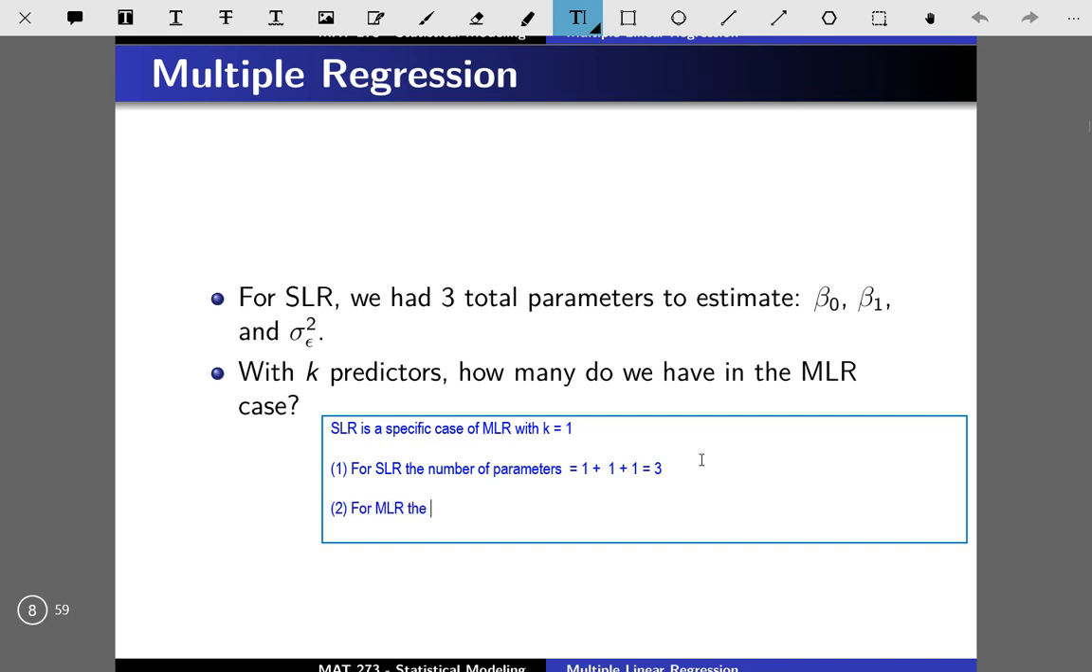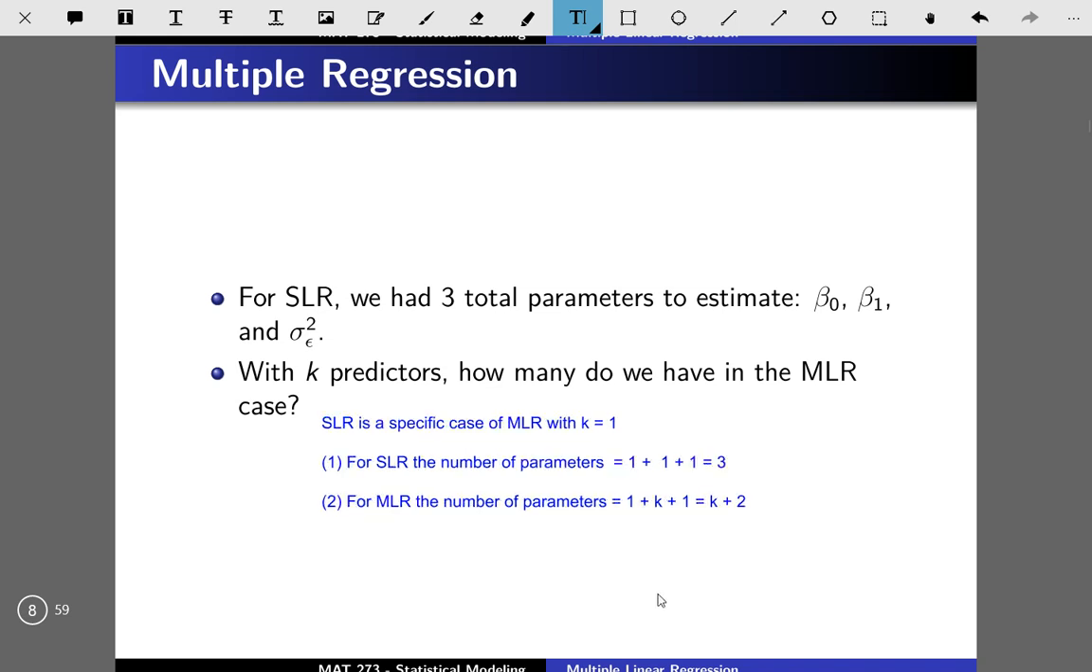For multiple linear regression, the number of parameters equals 1 for the intercept term still, but now we have k slopes we need to estimate instead of just 1, and then still just the standard error of the regression. So now we have k plus 2 parameters that we're estimating for the multiple linear regression model. And again, simple linear regression is just a specific case where k is equal to 1.